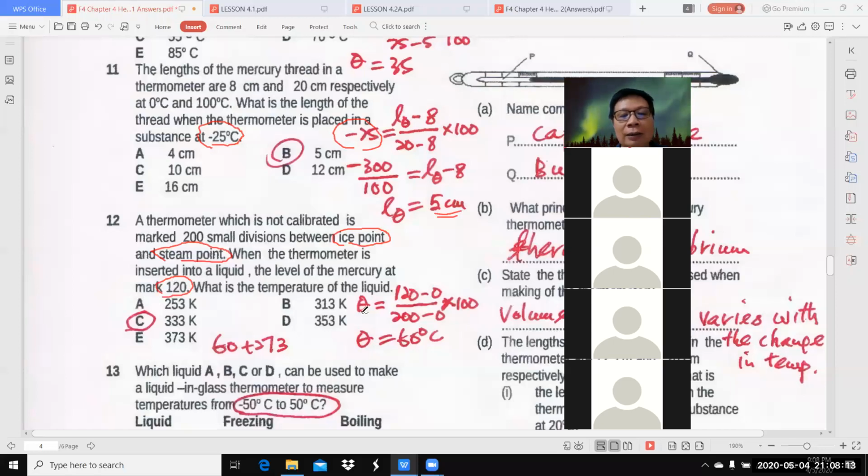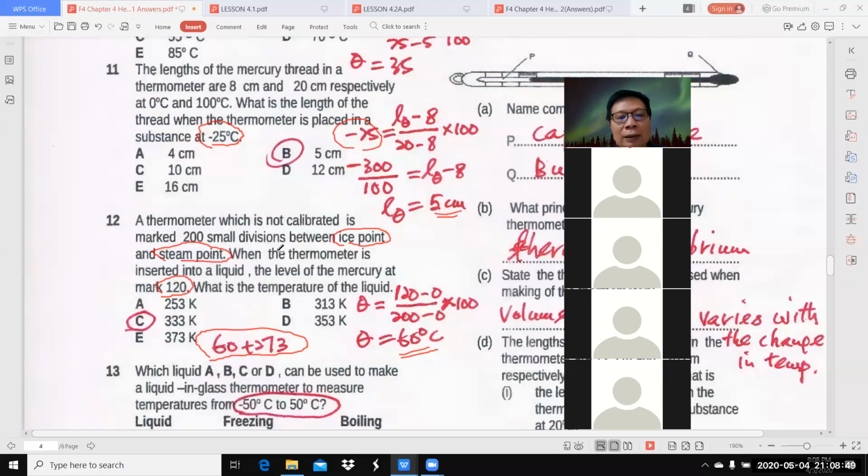Then you see the formula. L100 is 200. L0 we put 0. Meaning that between 100 degree and 0 degree, there are 200 divisions. So this is 200, this is 0. Now this is 120 minus 0 over 200 minus 0, times 100. Solve here, you get 60 degrees Celsius. Change to Kelvin, add 273. So you get 333 Kelvin. So the answer.